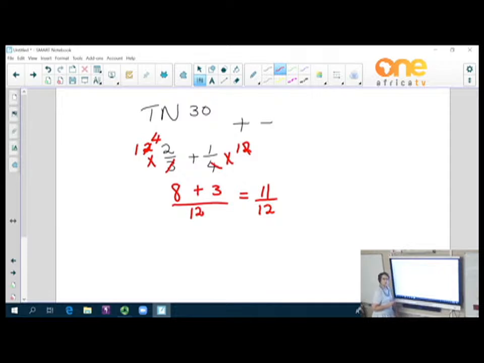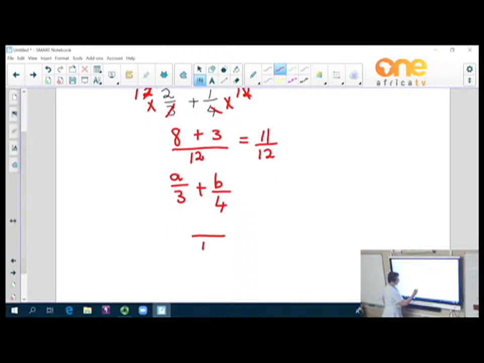Now I'm going to do the same with algebra. If I say A/3 plus B/4, what is the LCM in this case? The LCM is still 12. So if you multiply with the LCM and cancel, you have 4A, plus 3B, and that is the answer. Unlike terms, we cannot add them.